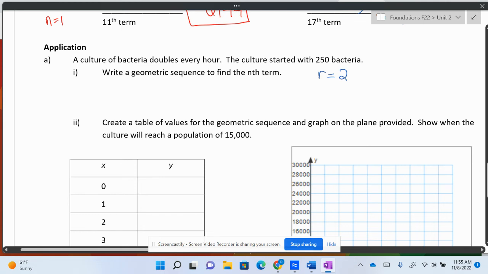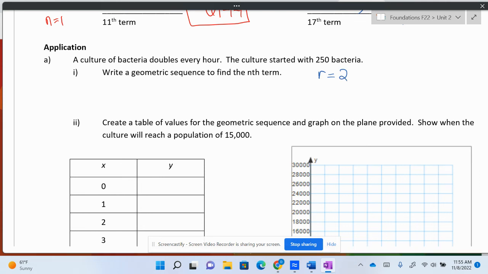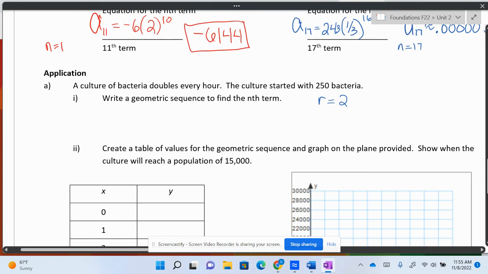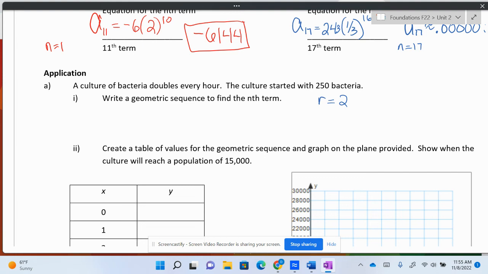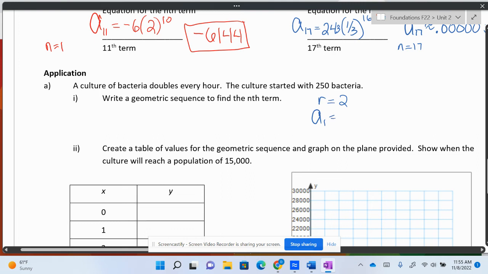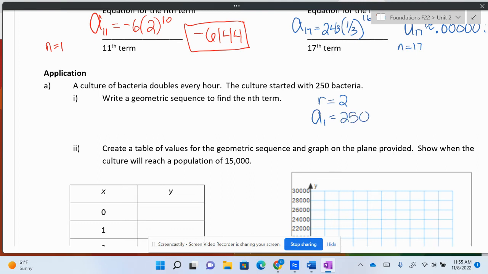Okay. It says the culture started with 250 bacteria. So what does that mean? What does that started with mean? What does that represent? The first one, a sub 1. A sub 1 is 250.